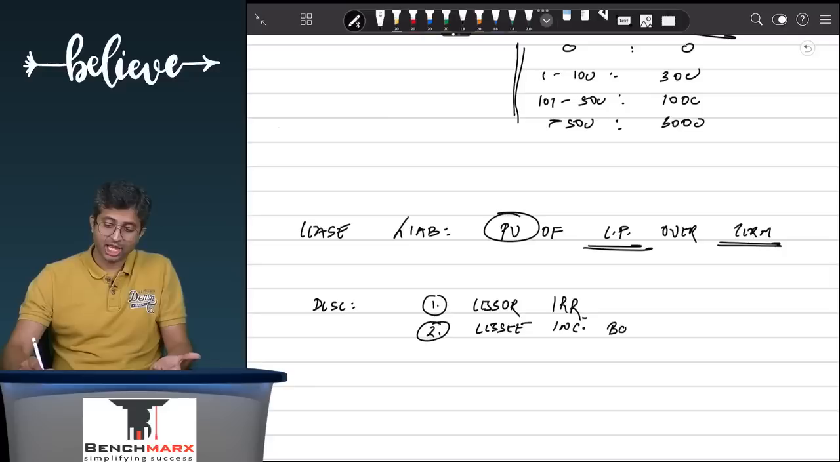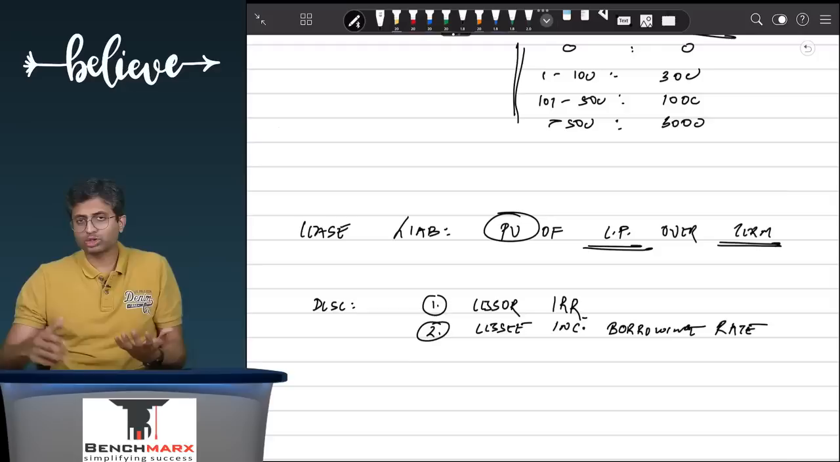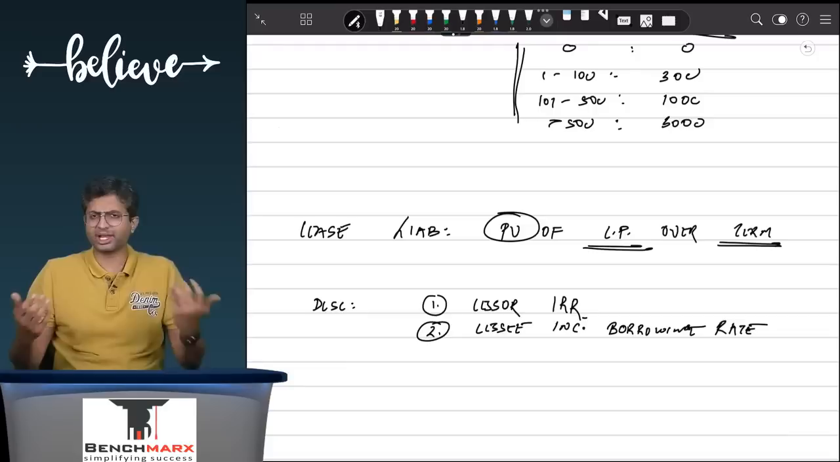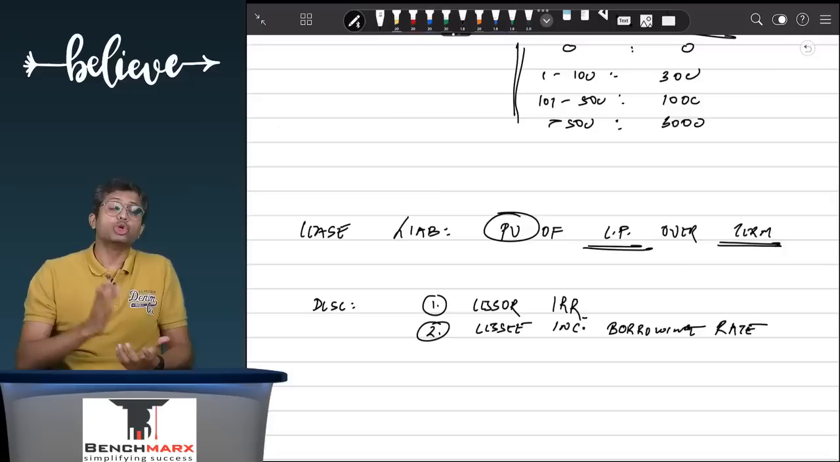However, if I go to the market as lessee and take a loan, what is the rate of interest I will pay on the loan? Well, I will pay, let us say, 10%, then the lessor must be charging me 10%. Remember, this is the second preference. You will do this if the lessor's IRR cannot be determined.